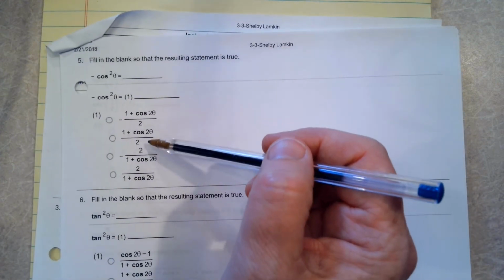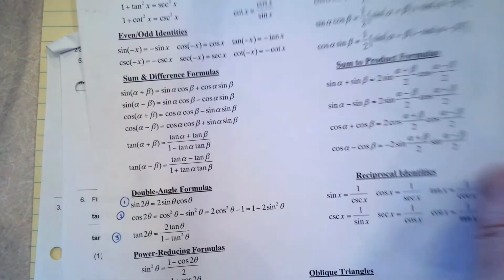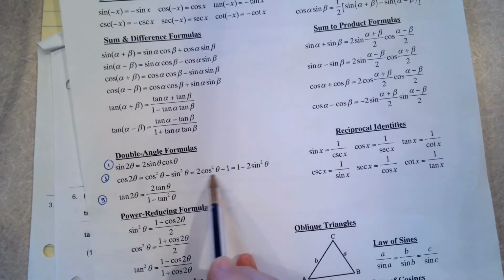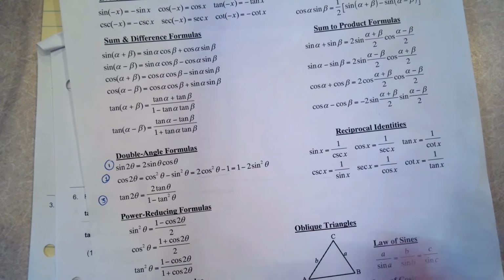Number 5 says, fill in the blank so that the resulting statement is true. Negative cosine squared theta. Well, let's look at these answer choices. Again, they involve cosine of 2 theta. So I know that I need to go here. I need to use one of those. I don't see anything to do with the sine in there, so I'm going to go with this one. I'm going to say 2 cosine squared theta minus 1.